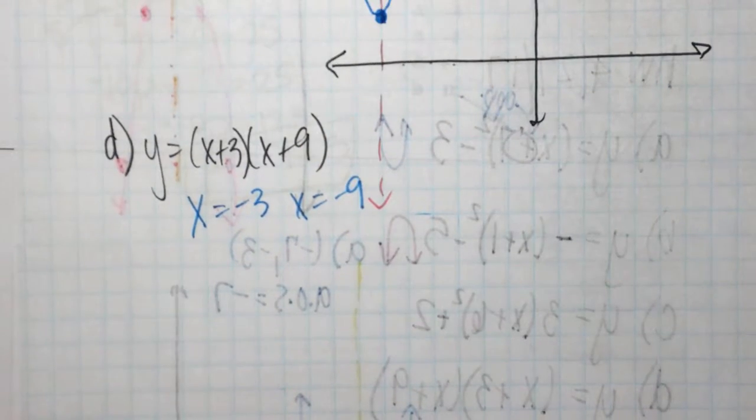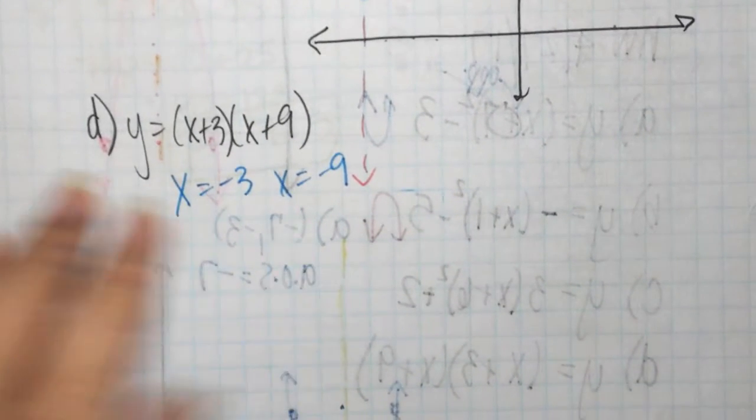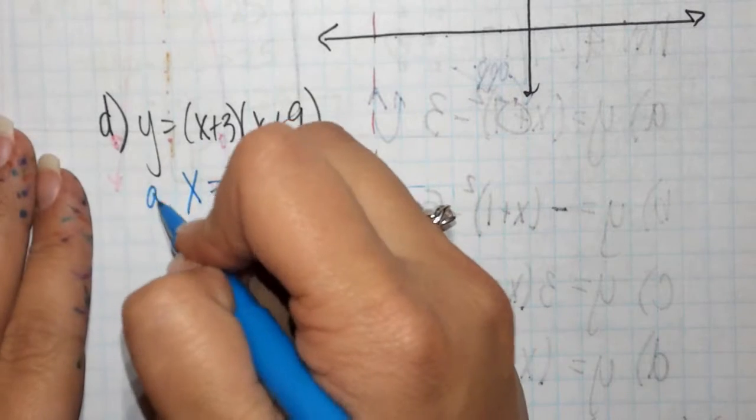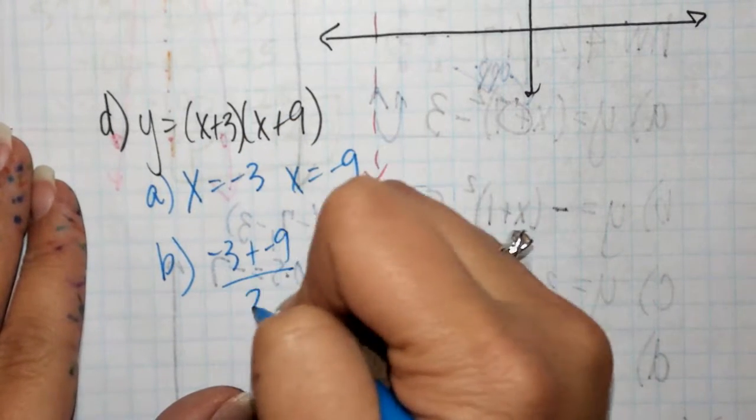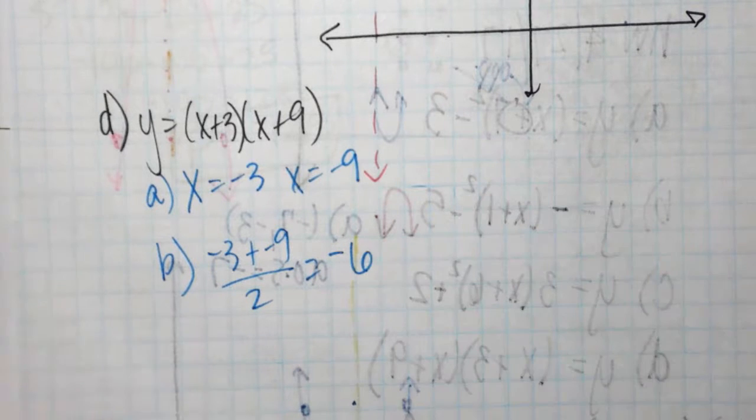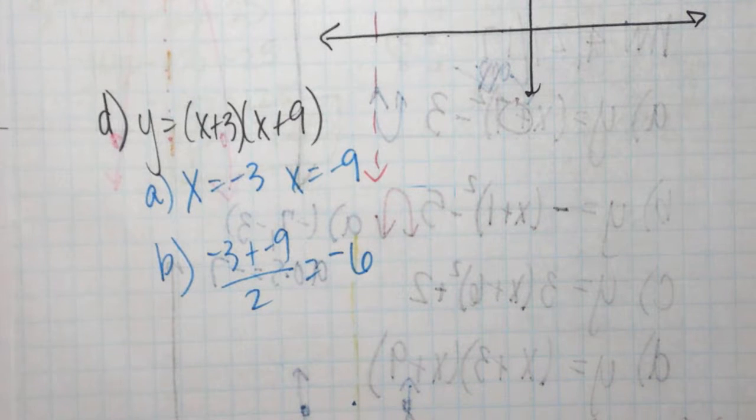Who got the first part of that right? Good job. Alright, and then you need to define your axis of symmetry. So this is A. For B, you would add negative 3 plus negative 9 divided by 2. And I got negative 6. Did anybody else get negative 6?